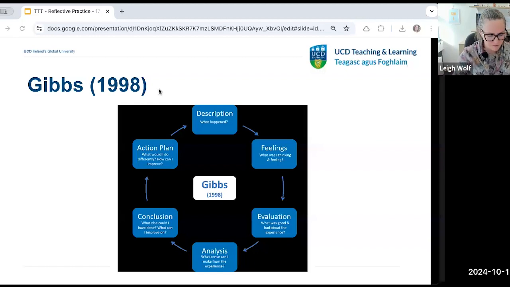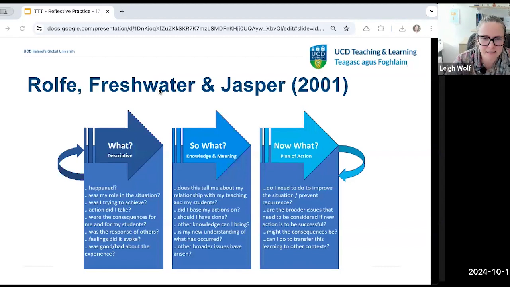We can always debrief with others after an experience verbally, or chat with a colleague, say after a class or a lecture, but it's this very thoughtful piece that makes that next step into reflective practice.